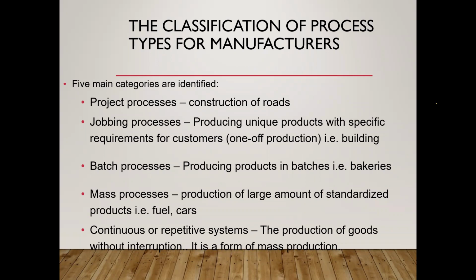Then we have mass production, or mass processes, which is production of large amounts of standardized products. So for instance, fuel, cars, these are done on very large scales. Then we also have the continuous or the repetitive systems. This is where production of goods is done without interruption. So it is a form of mass production. For instance, the oil and gas industry is an example of continuous or repetitive systems.